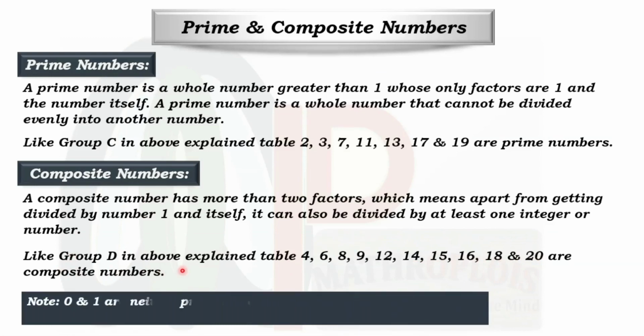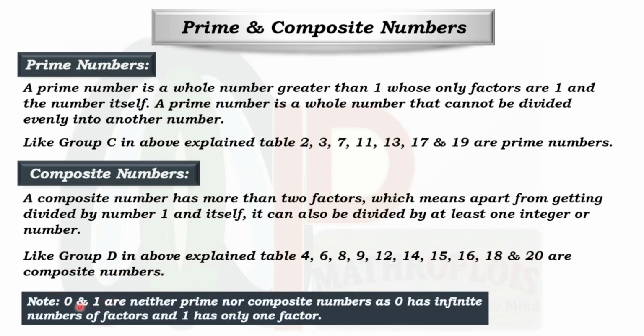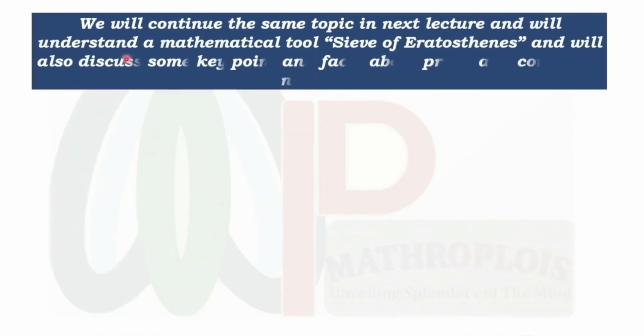We must remember that 0 and 1 are neither prime nor composite numbers, as 0 has infinite numbers of factors and 1 has only one factor. We will continue the same topic in the next lecture and will understand a mathematical tool, the sieve of Eratosthenes, and will also discuss some key points and facts about prime and composite numbers.